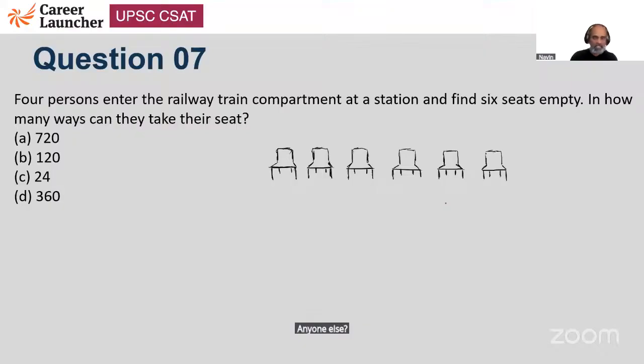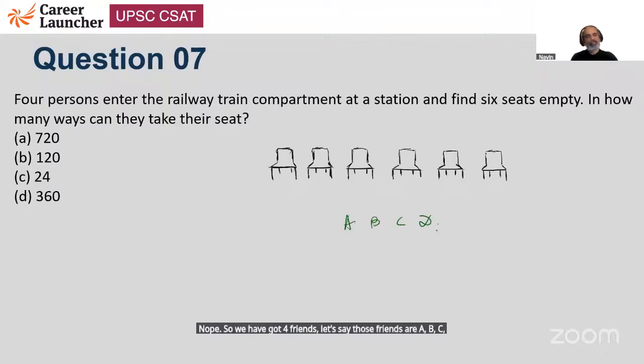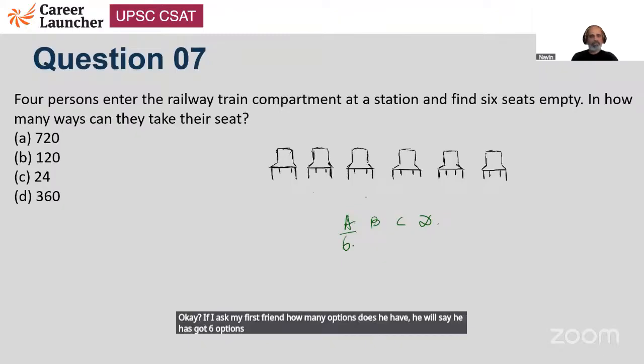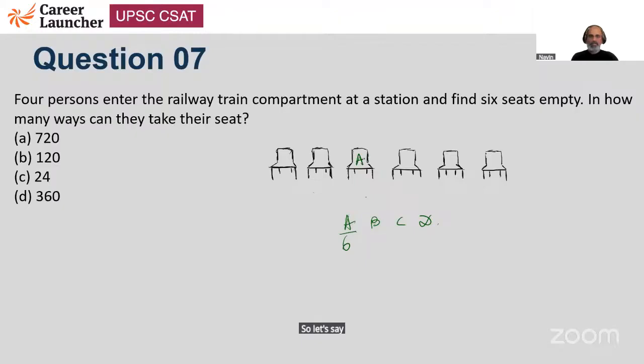No? So we have got 4 friends. Let's say those friends are A, B, C, and D. Okay. If I ask my first friend how many options does he have, he will say he has got 6 options. So I'll be like, okay, fine, go ahead, sit there. So let's say A chooses this particular chair and he sits there.